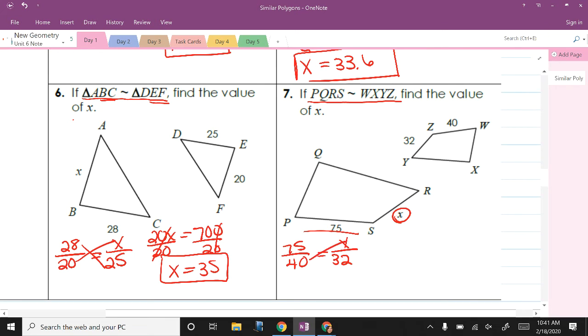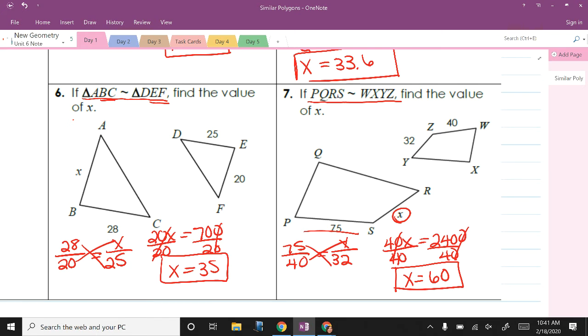Cross multiply. 40 times X is 40X. What's 75 times 32? 2,400 divided by 40. I'm going to cancel a 0. X is what? 60. And again, they did not tell me any units. Any questions so far? All right, they're going to start getting slightly more complicated right about now.